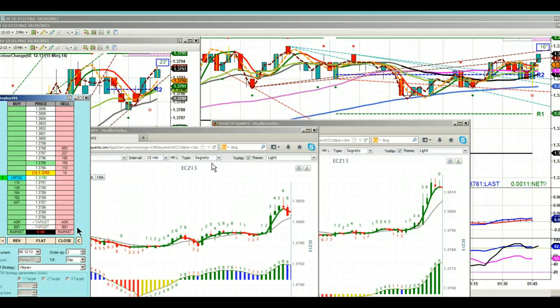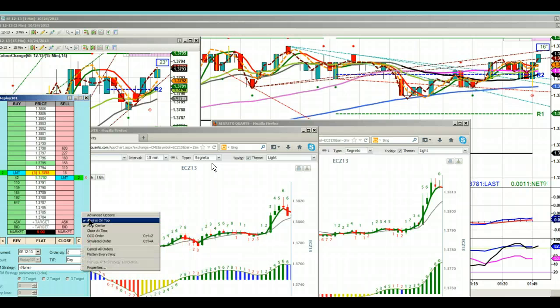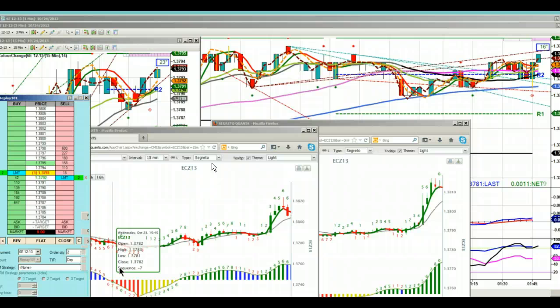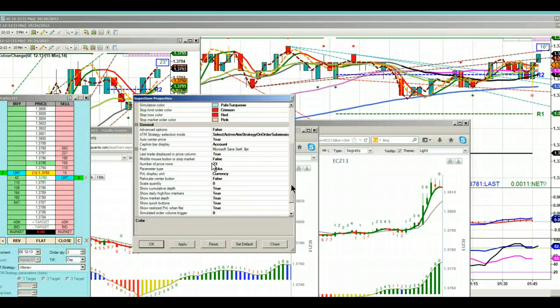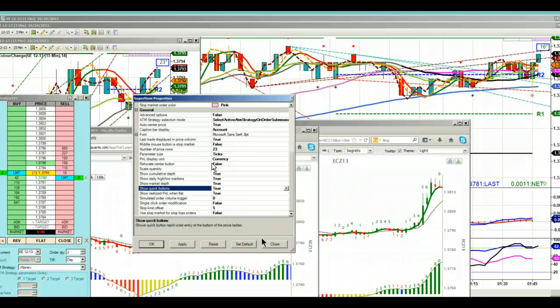So you know what I do? I do the bid and the ask positions. I buy on the ask for going long. I use the quick buttons, and I sell on the bid for going short. And if you don't have those quick buttons, you simply go down here to properties, right click on your dome, go to properties, and you change the setting where it says show quick buttons to true.